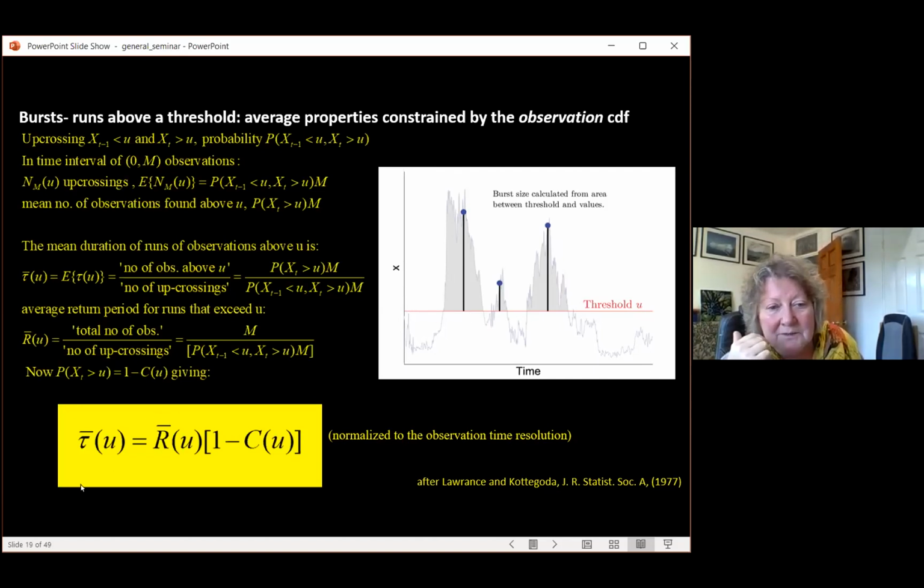What this means is I've got a relationship like this. The duration on average of the bursts is related to the average return period and the CDF where I pick the threshold. Okay, so it magically, without actually doing anything about the bursts themselves, I know something about them just from the data. So now think back, I said, oh, the thing doesn't change, or I know it drifts up and down in a simple way with the cycle. Maybe I can do something about events as well.